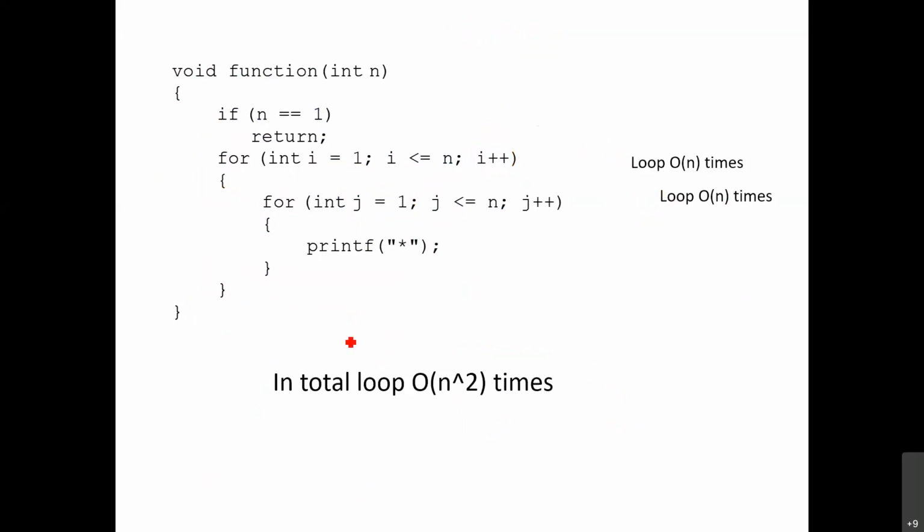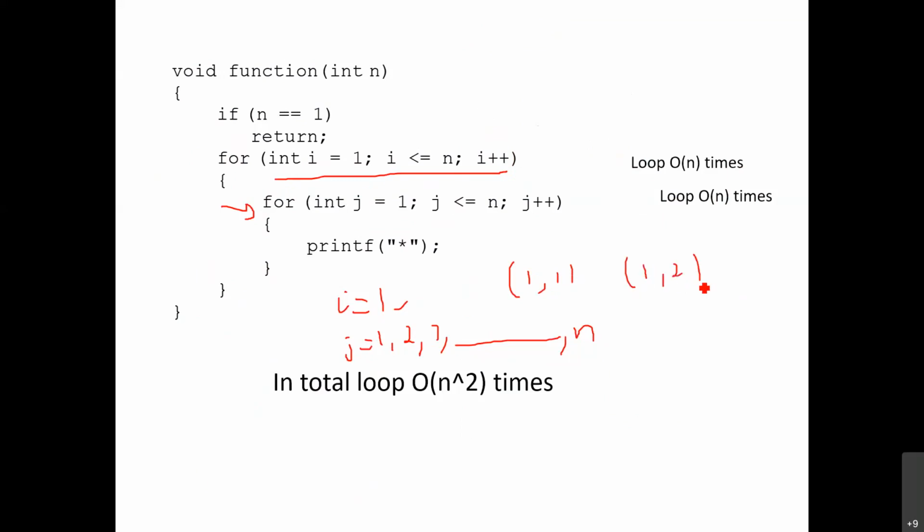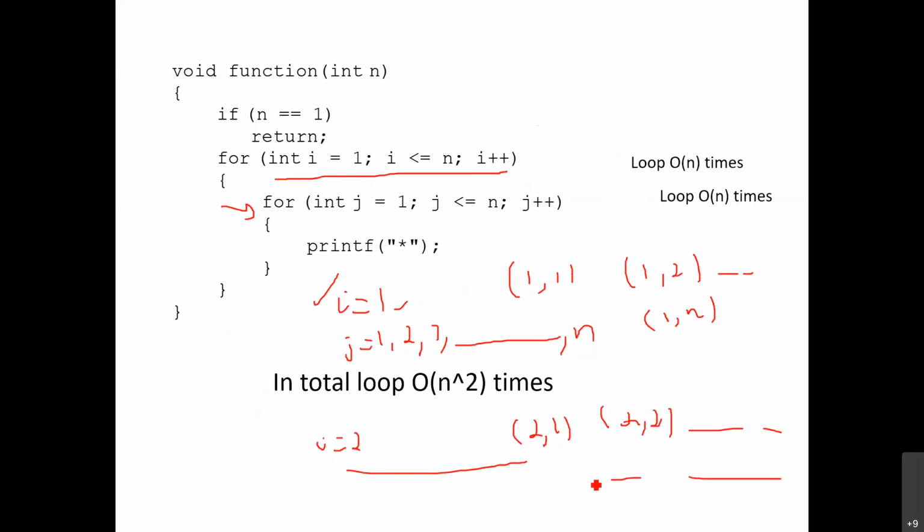You can imagine, when i is 1, we enter this loop, and this loop is going to run from j is 1, 2, 3, till we reach n. That's just when i is 1. Imagine these are couples. So when i is 1, j is 1. When i is 1, j is 2, and so on. Now, when i is 2, same thing for j. So 2, 1, 2, 2, and so on. You get roughly n squared. You get n times n couples.